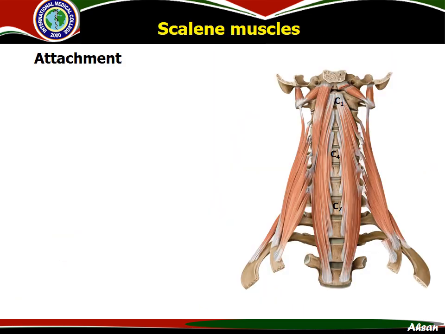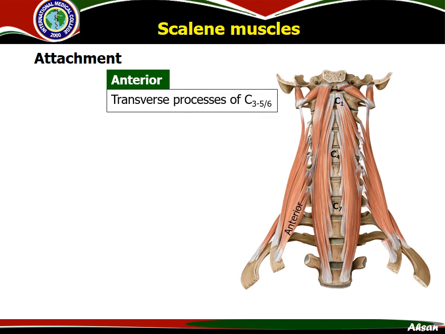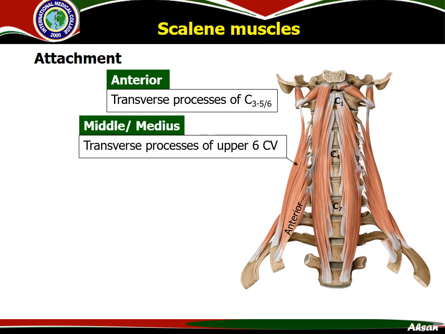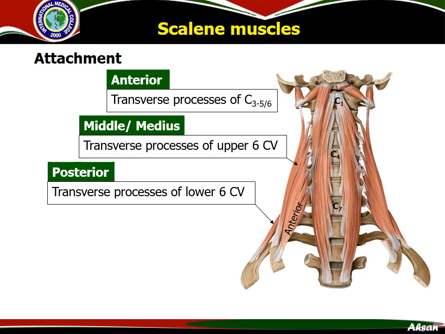Let us discuss the scalene muscles' attachments. The scalene muscles are of three types. The anterior scalenus is attached to the transverse processes of cervical 3 to 5, or may extend up to the 6th. The scalenus medius is attached to the transverse processes of the upper 6 cervical vertebrae, and the posterior one is attached to the lower 6 cervical vertebrae. They are inserted to the ribs.